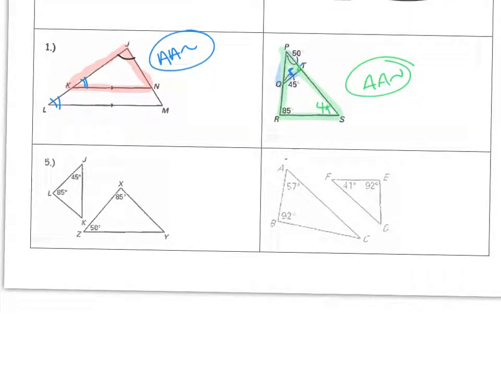All right, so if I go ahead and do this one, 45 plus 85, subtract that from 180, I get 50. So this is 50. And then if I do 85 plus 50 and subtract that from 180, I get 45. You know you have two angles that match, so angle-angle works. And if I do the last one, 57 plus 92, subtract that from 180, I get 31 degrees. And 41 plus 92, subtract that from 180, I get 47 degrees. Do you have two angles that are congruent? No, so they're not similar.